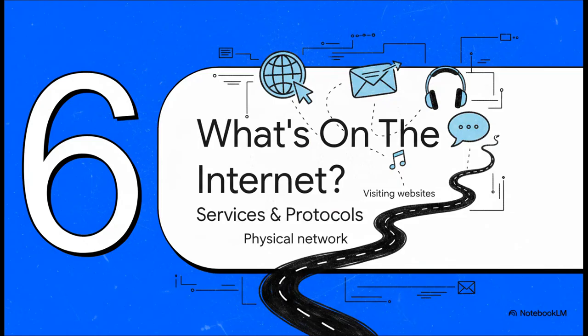Now, here's a super common mix-up. It's really easy to think that the internet and the web are the same thing, but they're not. This is a crucial distinction. The internet is the physical network, all the cables, the routers, the servers. You can think of it as the roads. The World Wide Web is just one of the things you can do on those roads.